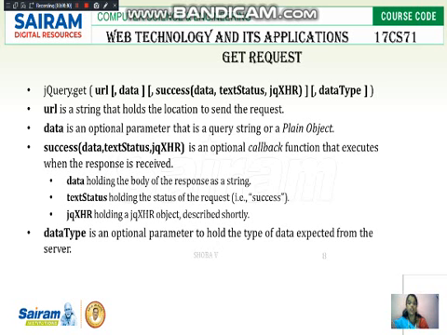And in jQuery, there should be some URL, like if you want to type something in the Google search box. You can use jQuery.get, where URL is a string that holds the location to send the request, and data is an optional parameter, that is a query string, or we can say it is a plain object. And success is an optional callback function that executes when the response is received.